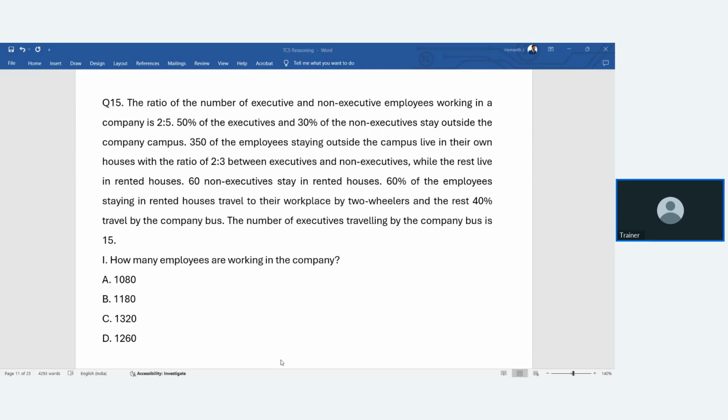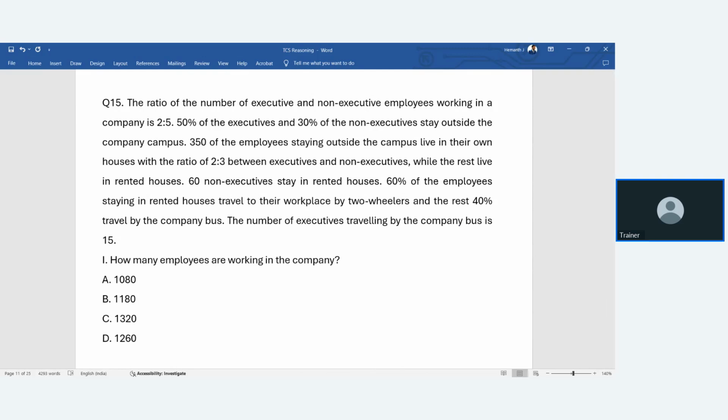Yeah, if you look into that question here, the data is given: executive to non-executive employees is 2:5 ratio. 50% of the executives and 30% of the non-executives stay outside the company. 350 of the employees staying outside the company live in their own houses with the ratio 2:3 between executive and non-executive. From there, we have to calculate the remaining values. This is regarding data, we need to map all the data into clear things.